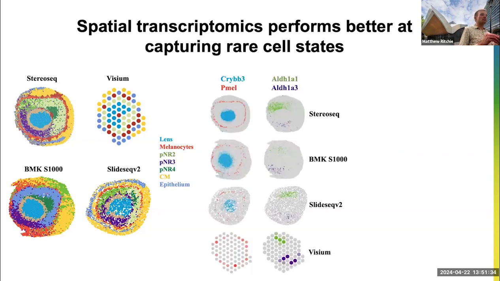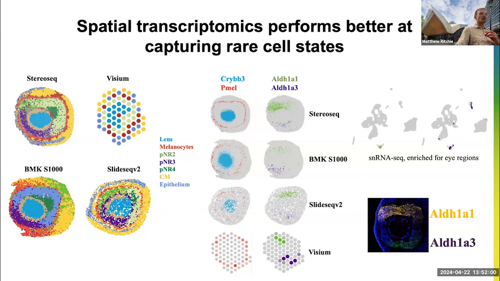If you take particular markers of these different regions, PMEL is a marker of melanocytes, or we've got CRYBB3, which is a marker of the lens, you can again see this looks to be spatially variable, quite concentrated. And again, you've got different markers which are distinguishing different bits of tissue.